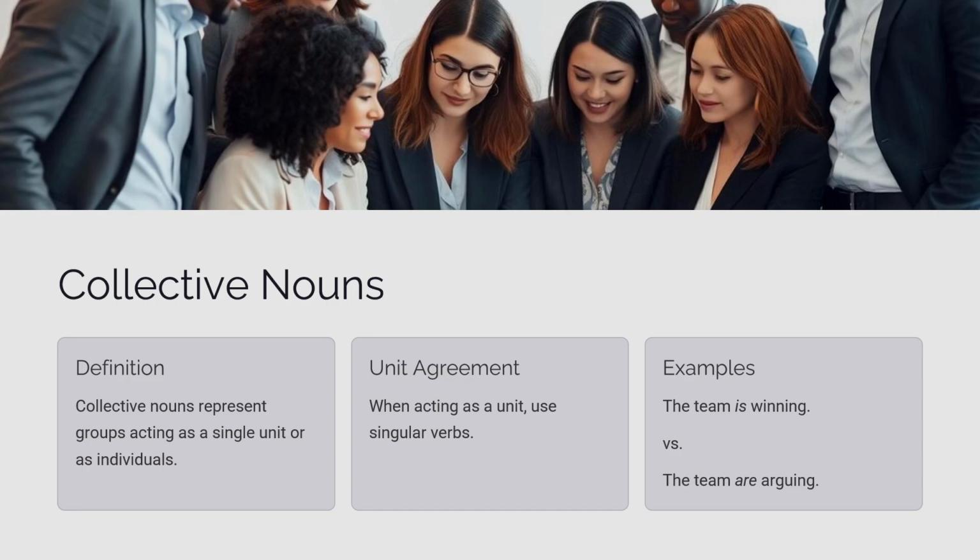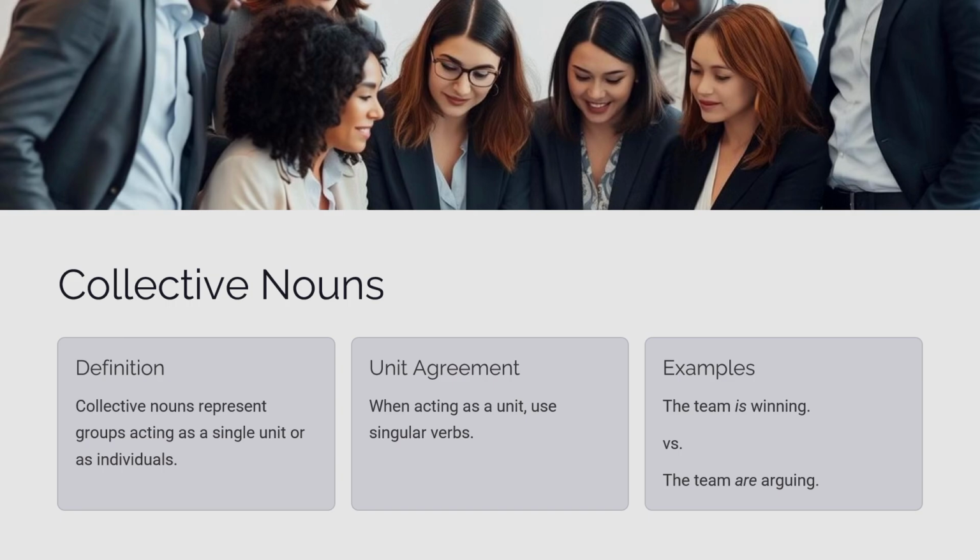However, if we want to emphasize that the individuals within the group are acting separately, we can use plural verbs. So for example, the team are arguing suggests that individual members of the team are arguing with each other, highlighting separate actions within the group. This flexibility with collective nouns allows us to convey either unity or individuality depending on the context. So mastering these rules can add clarity and nuance to your writing, especially when discussing group dynamics or collaborative situations.